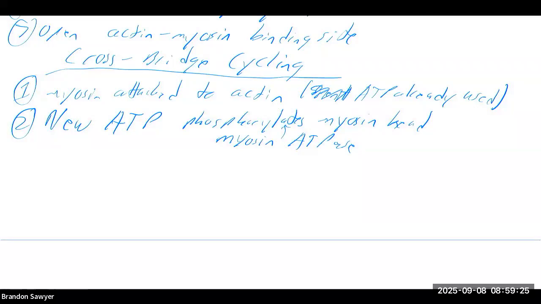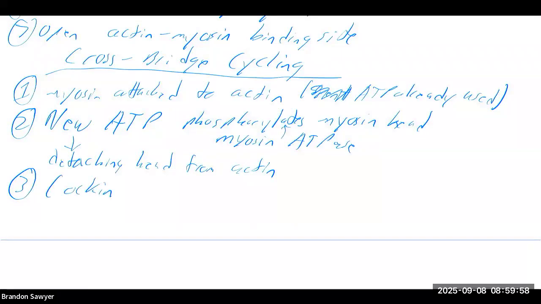While it's doing this, it pulls the myosin head off of actin. So this new ATP is really what's detaching the myosin head from actin. All in one fell swoop, the myosin head comes off of actin, it's getting phosphorylated, and it's cocking the myosin head. This is what's called putting it into its power-packed position.